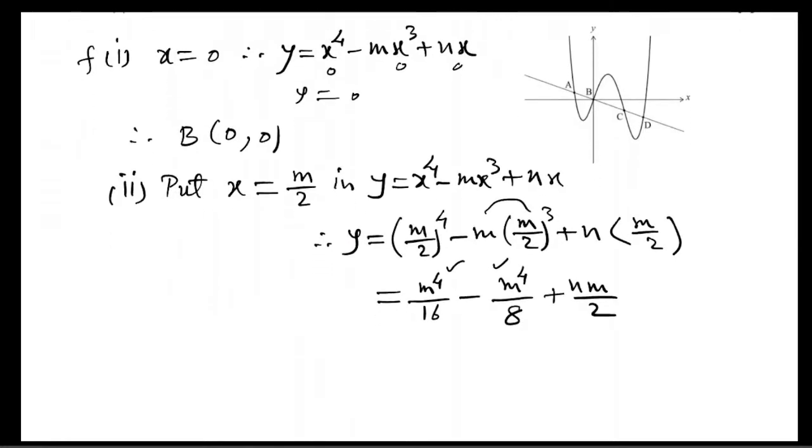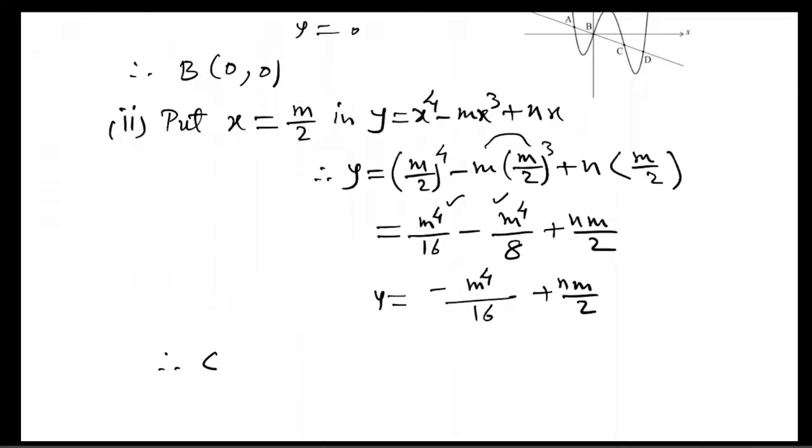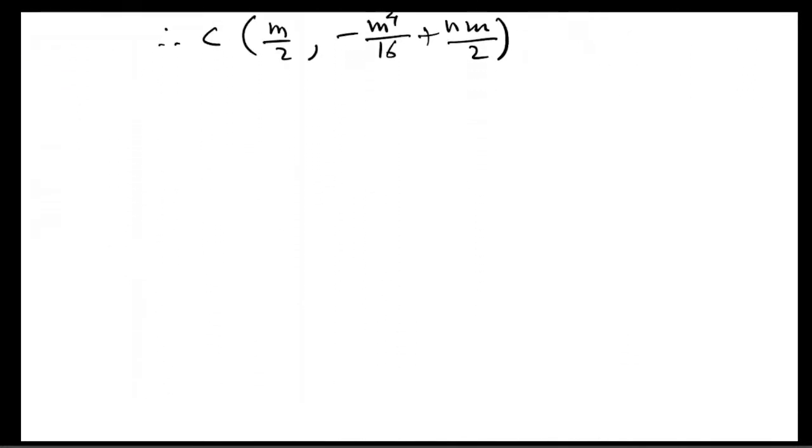Now, we can keep it like this or we can combine these two together, this and this, because they have m to the power 4. So LCM is 16. So m to the power 4 minus 2m to the power 4 will give us minus m to the power 4, plus this we will keep as it is, nm by 2. This is the y coordinate. Therefore, C is m by 2 comma minus m to the power 4 by 16 plus nm by 2. Okay, so this part is over.